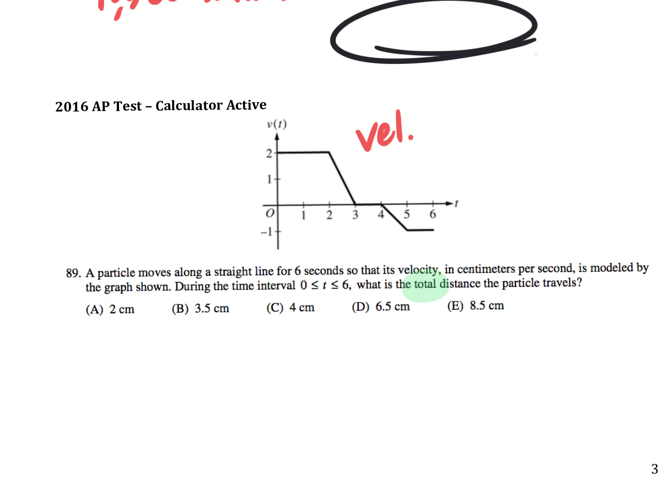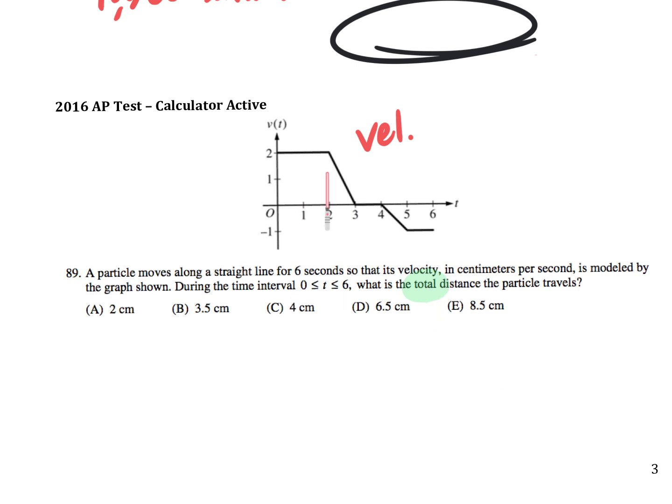So they gave us F prime and they want to know F, but they gave us total. So what are we going to have to do with this area down here? You gotta add it. Do we want to add it or subtract? You add it, or you can just subtract. But if they want to know the total distance, they don't want to know its final position. They don't want to know its displacement. Correct. They want to know how far did it go.